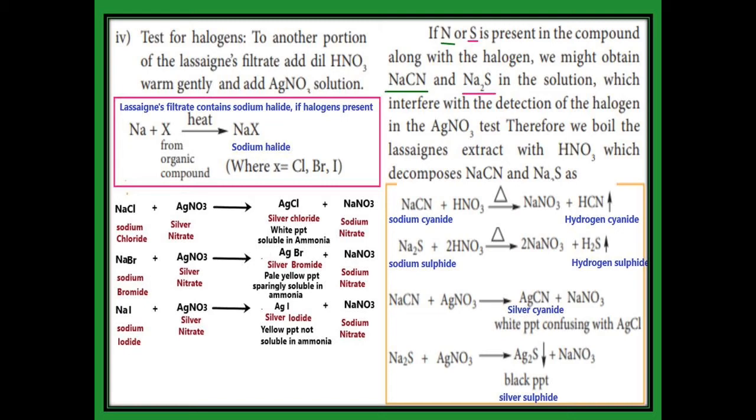See the right hand side, second reaction. On heating, it produces sodium nitrate, NaNO3, along with H2S. What is H2S? Hydrogen sulfide. It is also expelled out because it is a gas. From that we can remove the sulfur also. So we can conclude whether the halogens are present or not with the help of nitric acid. The nitric acid removes the nitrogen and sulfur as hydrogen cyanide gas and hydrogen sulfide gas.